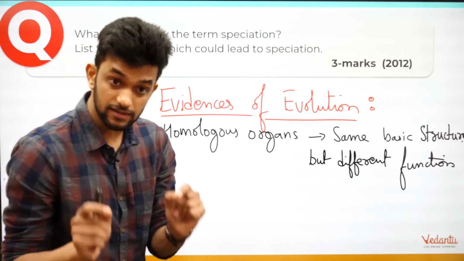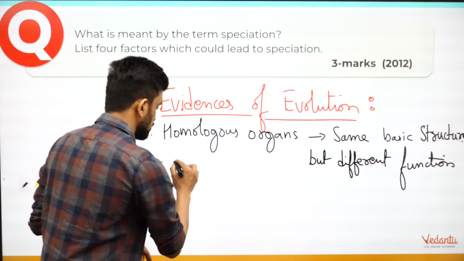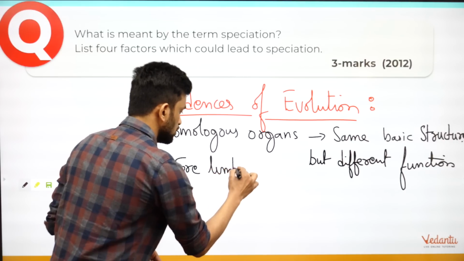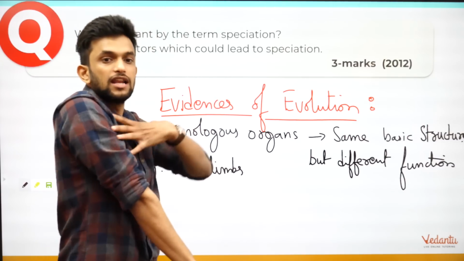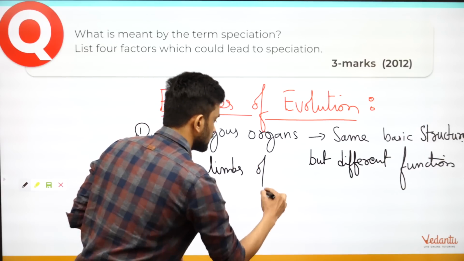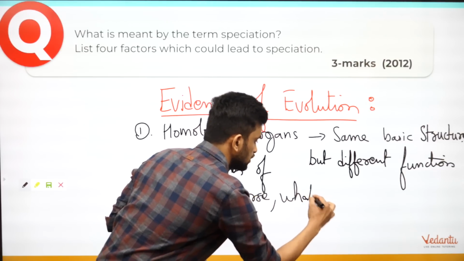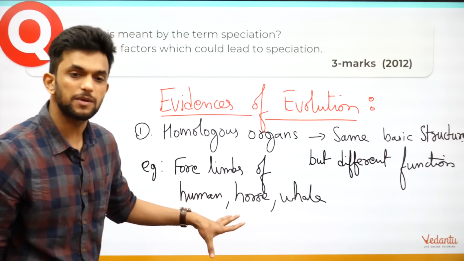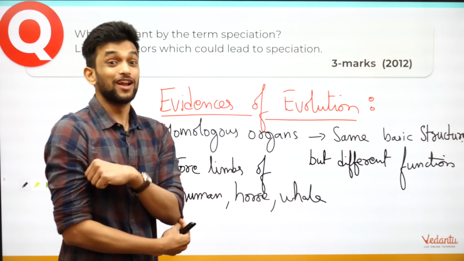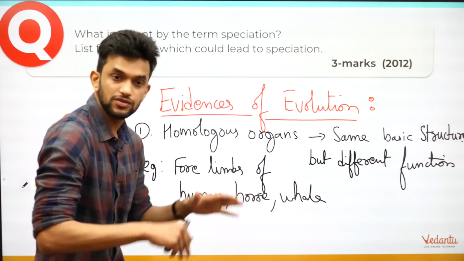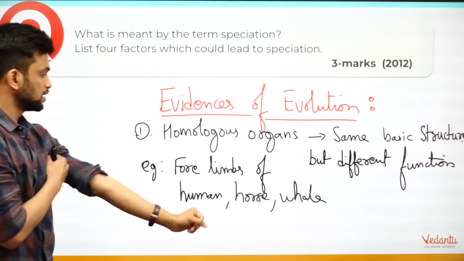People, you need to mention the example compulsorily for this. What will you write as example? The 4 limbs. The upper limbs, the front limbs of a horse are 4 limbs. 4 limbs of human, horse, whale. All of them have the same basic structure but perform different functions. What do we use our hands for? Eating, fighting, picking, lifting certain things. A horse uses it for running, a whale for swimming. Okay, so that is a homologous organ. Next.